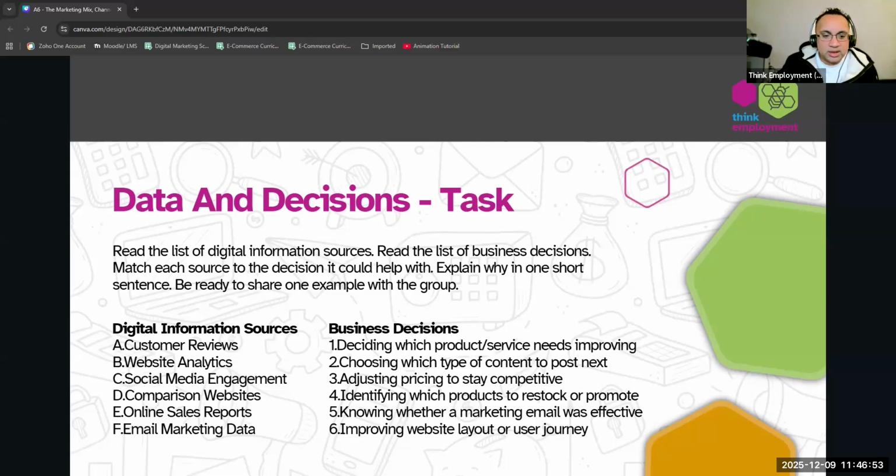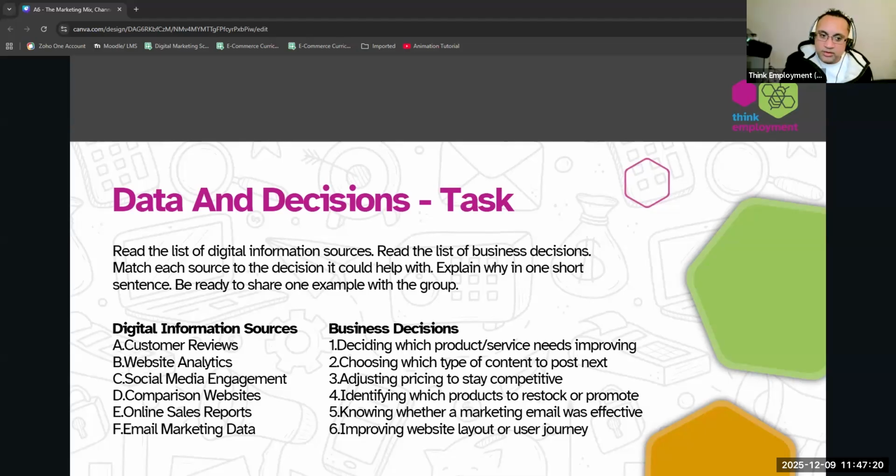E is online sales reports, and that is connected to 4, which is identifying which products to restock and promote. Okay, so it shows the best sellers and the low performing products. And then F, email marketing, is 5, which is knowing whether a marketing email was effective or not. And I think everybody's kind of got it right. So that's good.